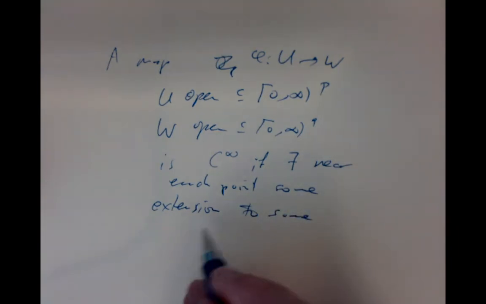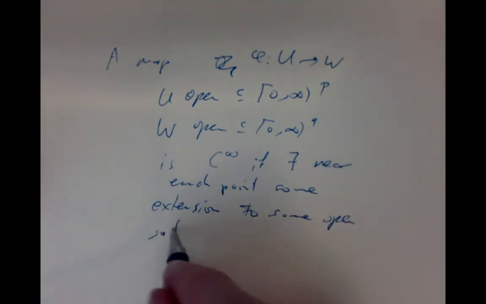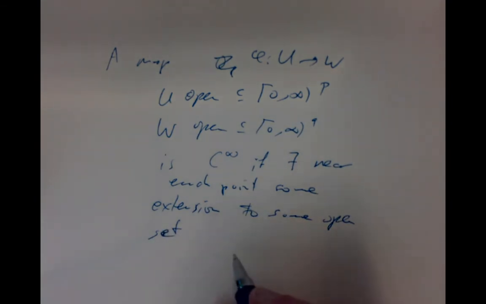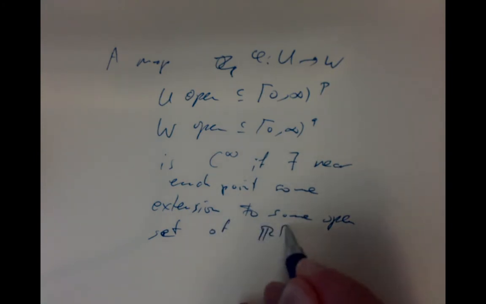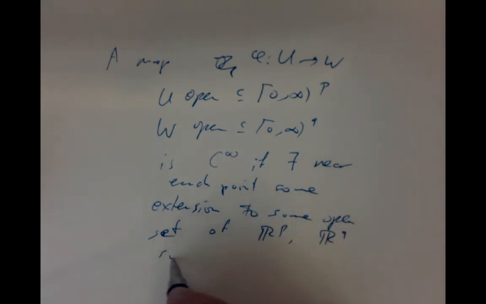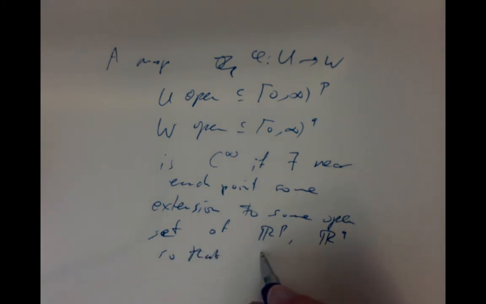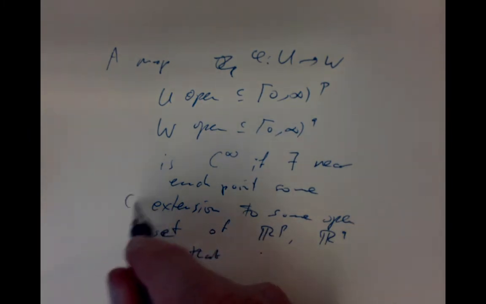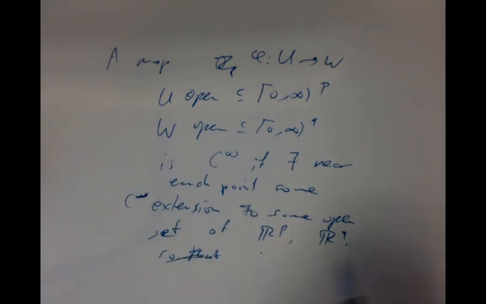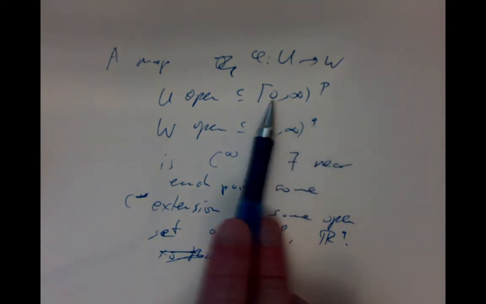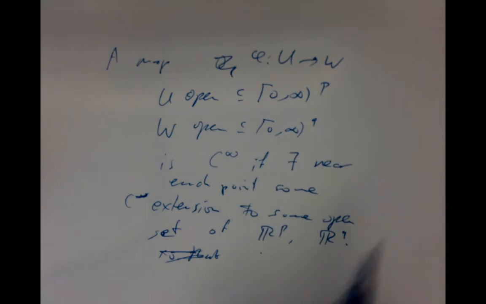some extension to some open set. So it doesn't have to be globally defined as an extension, but at least locally there should be some extension of the map to an open set of R^P and an open set of R^Q so that the extension is smooth, some C infinity extension. So locally we can extend the map to be defined not just for non-negative values of variables, but for all the variables and values nearby. And a smooth map with a smooth inverse is called, of course, a diffeomorphism, as before.